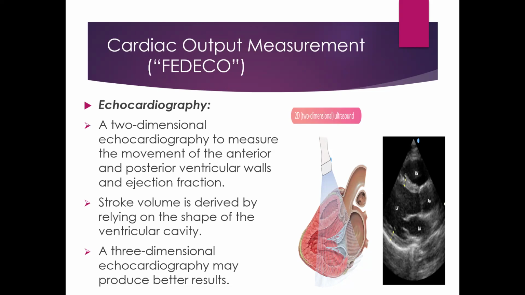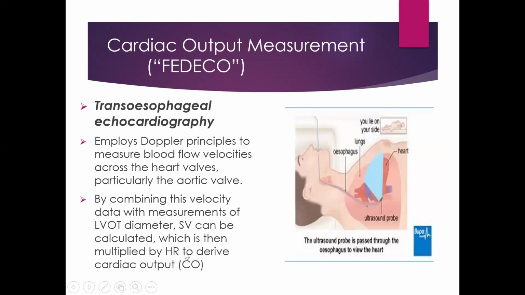So from here, a two-dimensional echocardiography measures the movement of the anterior and posterior ventricular walls. Most of the time we do focused cardiac ultrasound because we're not cardiologists that will measure the details. We just look at the way the posterior and the anterior ventricular walls try to touch each other. We can use it to gauge the ejection fraction. And the stroke volume, the volume of blood that is ejected from the ventricles per cardiac cycle, can be calculated from the ventricular activity.